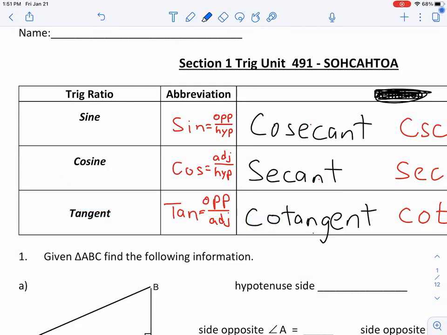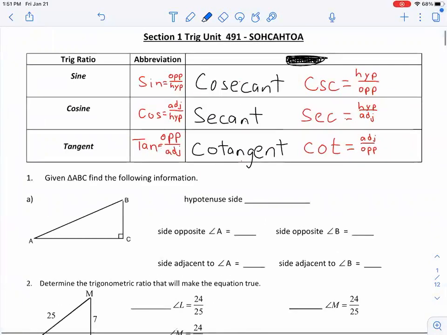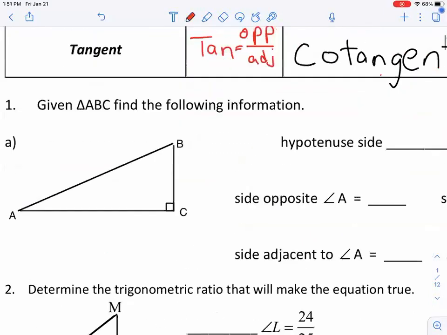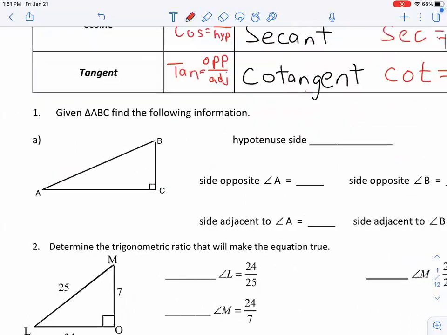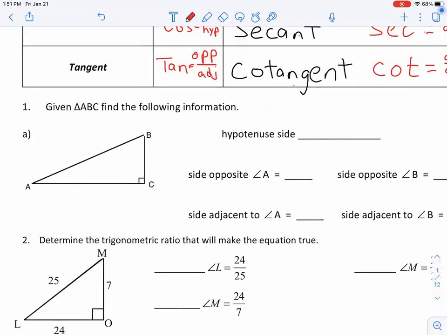All right, so what does all that stuff mean? Let's start to give it a little bit of a picture down here. We have this right triangle, ABC, and we want to fill in the information. The hypotenuse is the side across from the 90-degree angle, or opposite the 90-degree angle, which is segment AB.